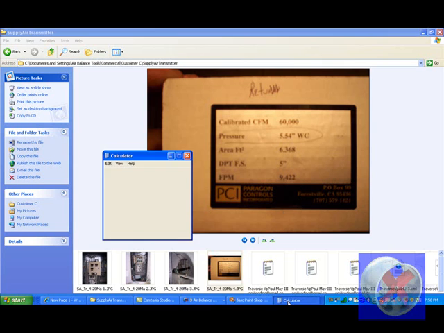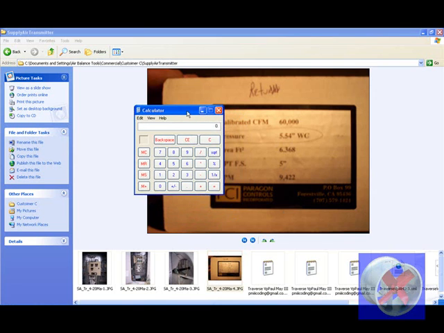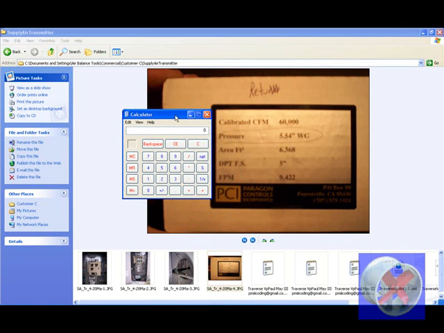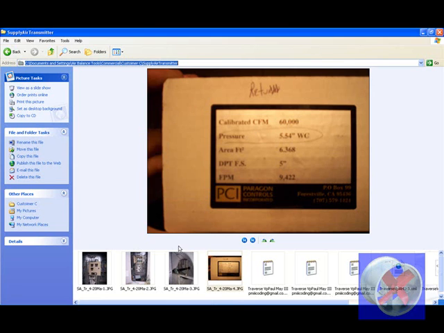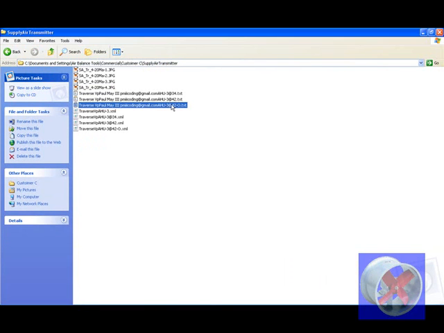Well, the first thing we want to do is take a look at this transmitter. Now we know that 4,005 times the square root of the velocity pressure, times our area, equals our CFM. So we're going to take our velocity pressure, 5.54, take the square root, and multiply it by 4,005. We get our feet per minute. We multiply by our area, 6.368, and that equals our CFM. So now we're going to go ahead and get our original reading.